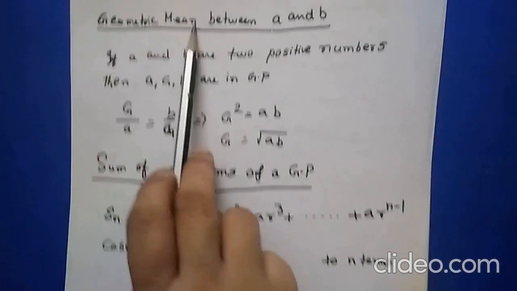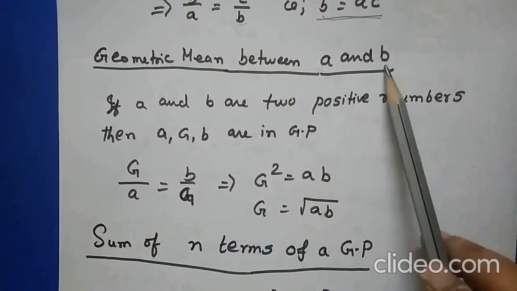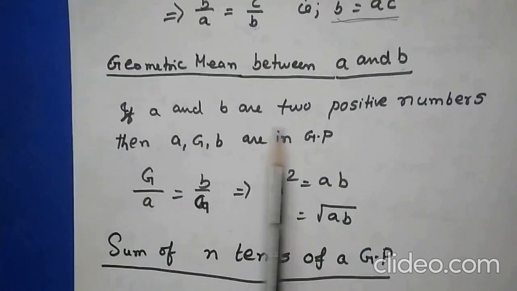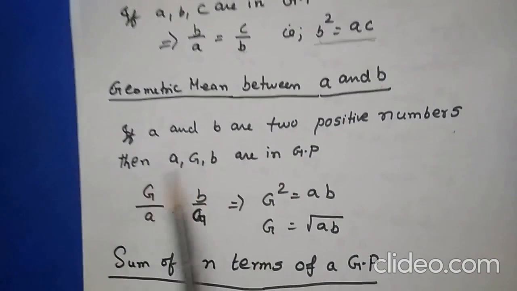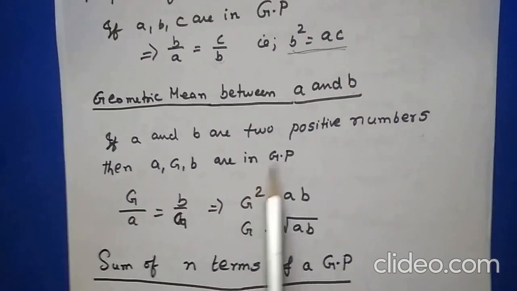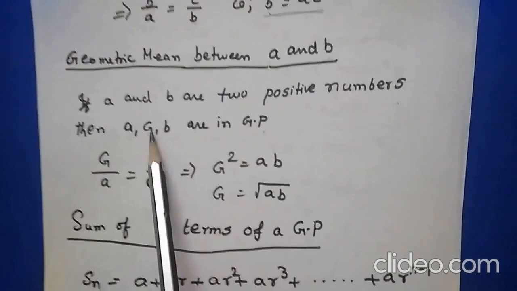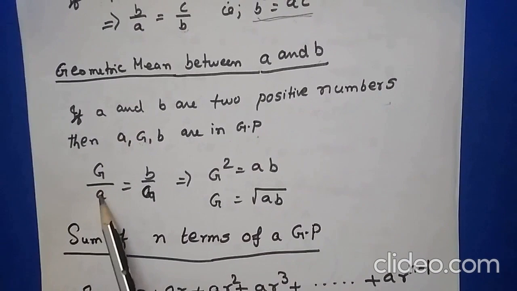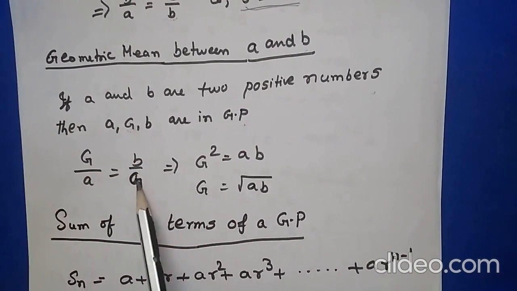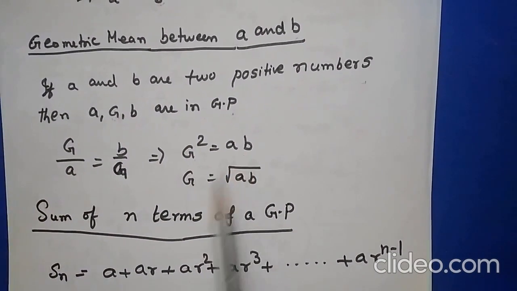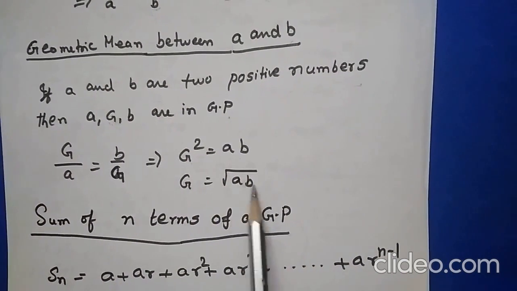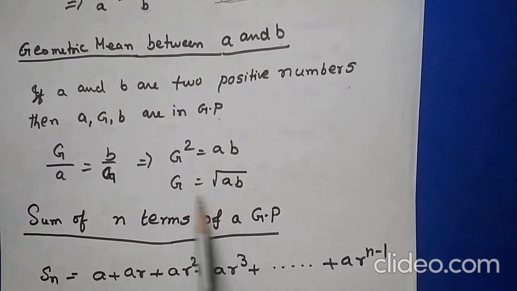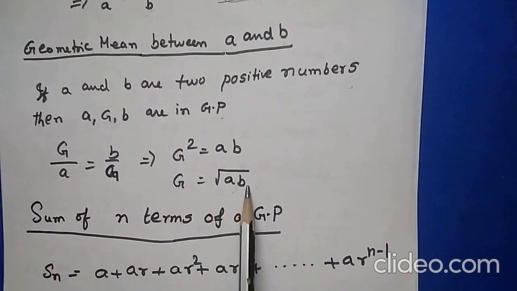Then come to the geometric mean between a and b. If a and b are two positive numbers, then a, G, b are in GP. That is G, you are going to find the geometric mean. Then the second term by the first term is equal to the third term by the second term. G² is equal to ab. G is equal to root of ab. This is the geometric mean between a and b.